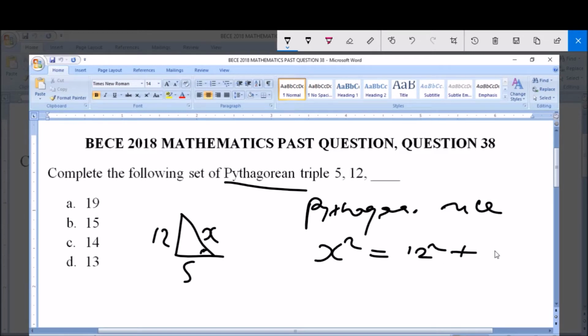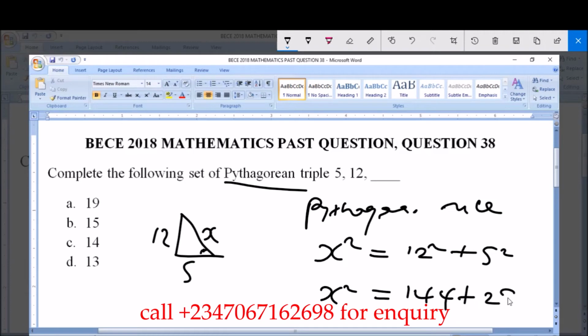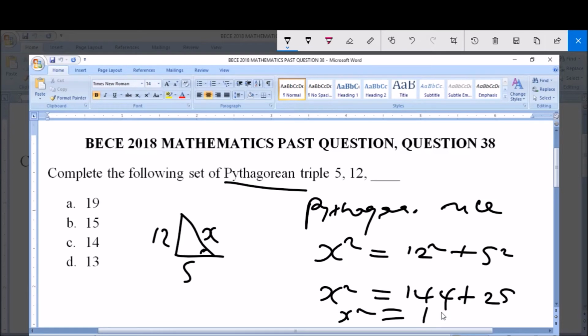12 square plus 5 square. So x square is equal to 144 plus 25, and this is equal to 169. Now to find x, we simply take the square root of both sides, and x is equal to the square root of 169, which is 13. So x is equal to 13.